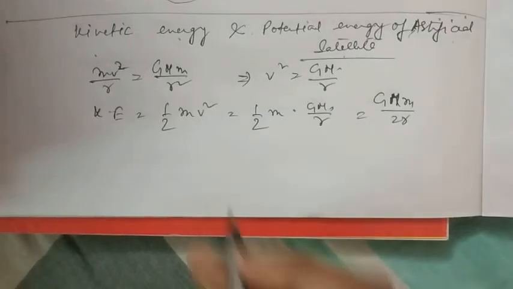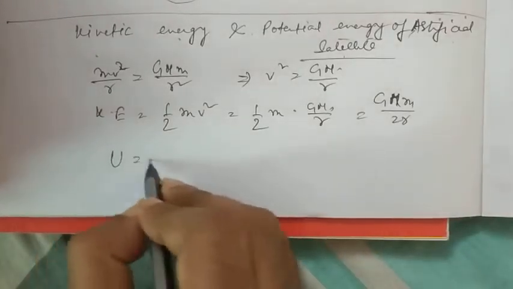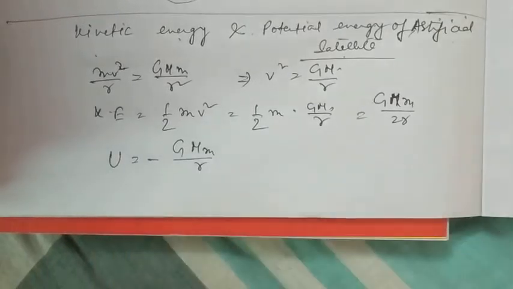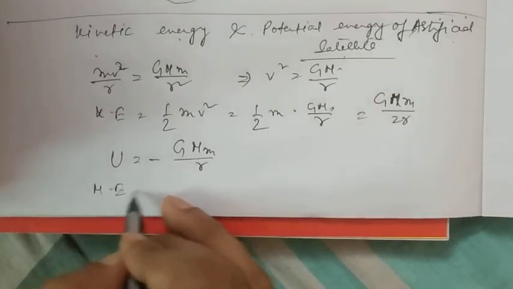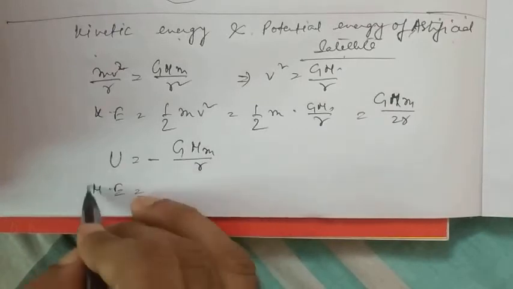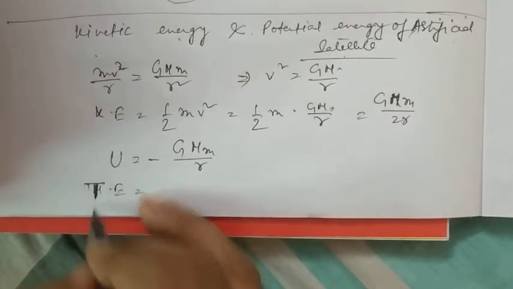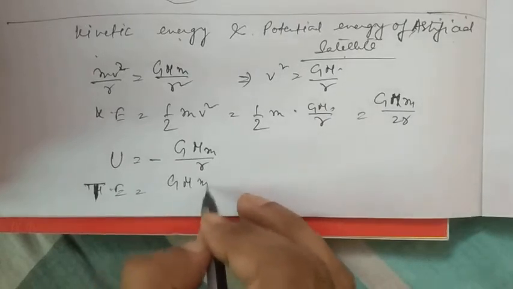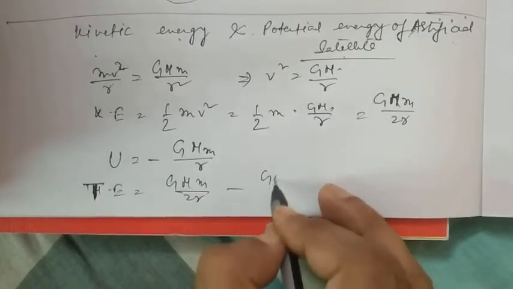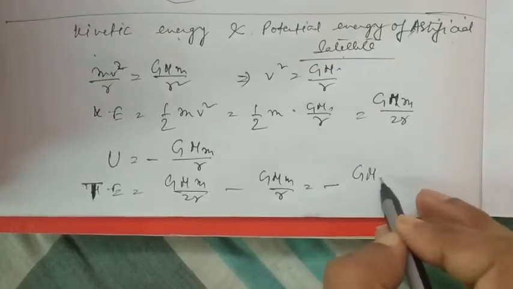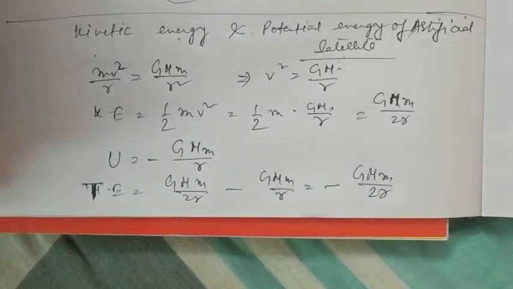Now the expression for the potential energy we have already calculated earlier, that is minus GMm by r. So the total mechanical energy of the satellite in orbit is GMm by 2r minus GMm by r. It comes out to be minus GMm by 2r.